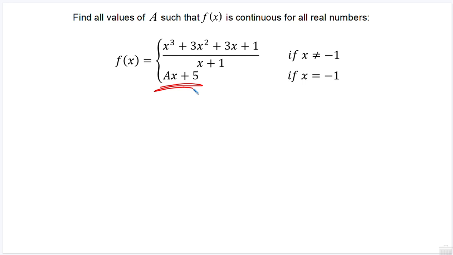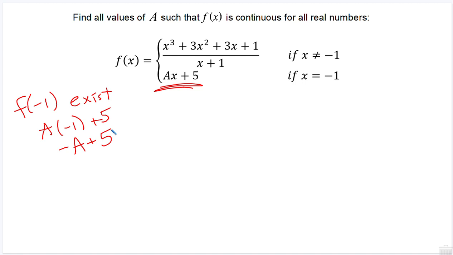So let's do our 3-point definition of continuity. Does f of negative 1 exist? And the answer is yes, it's a times negative 1 plus 5, or negative a plus 5. Second, does the limit as x approaches negative 1 exist? That one we'll have to actually figure out.